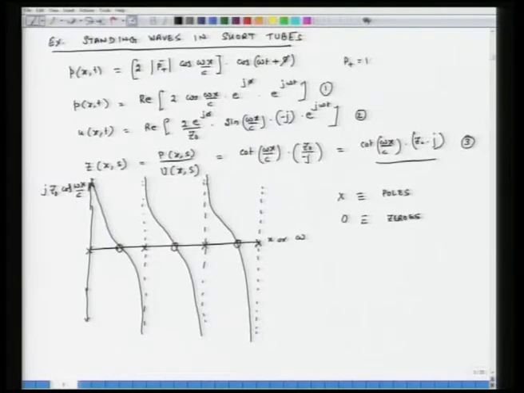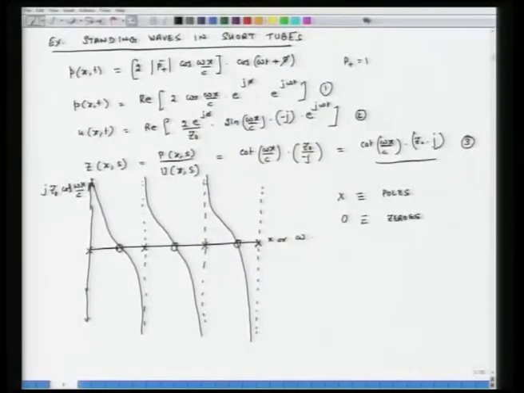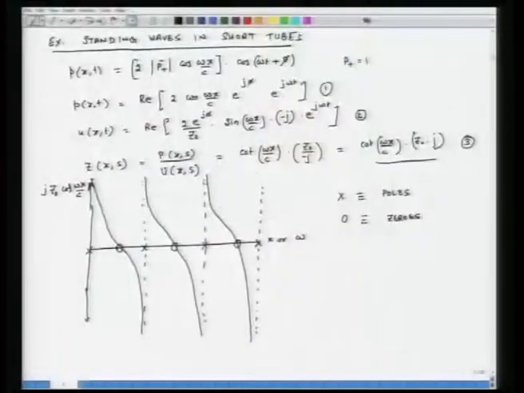The shape of the curve does not change whether I am plotting x or omega on the horizontal axis. If I keep my x fixed and vary omega, this is how the curve will look. Or if I keep omega fixed and keep changing the value of x, the shape of the transfer function will look the same.